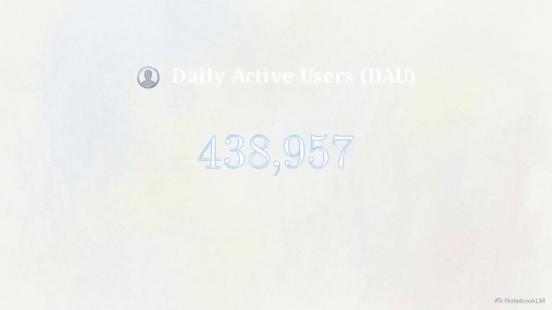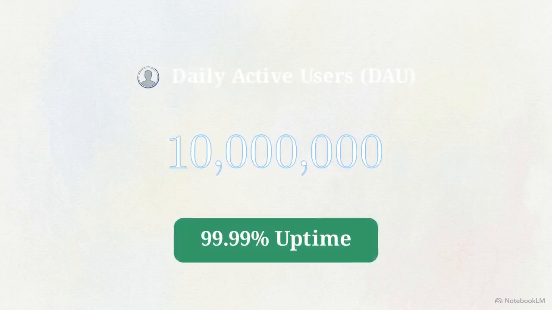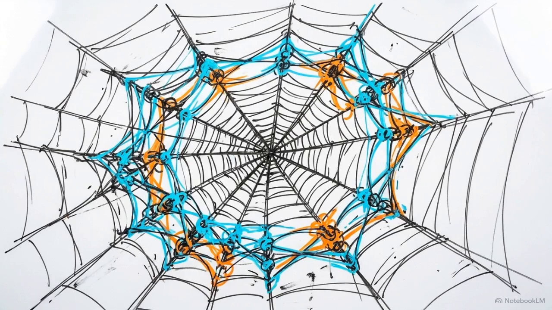Our target is to maintain high availability for 10 million daily active users. This volume is compounded by network density. In the system, each of those 10 million users can maintain up to 5,000 distinct connections.